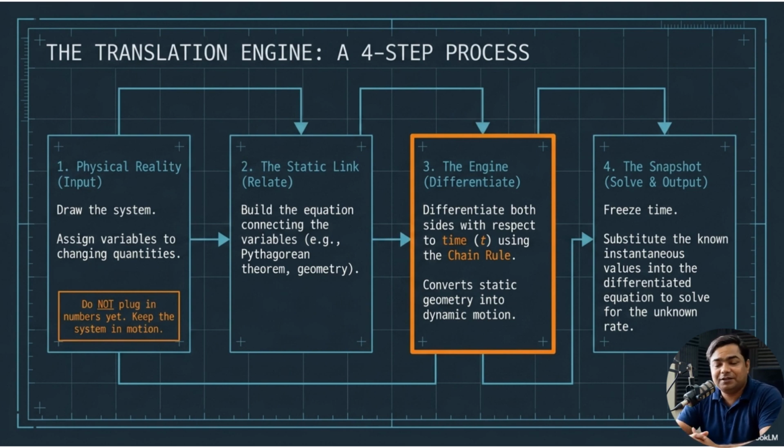Step 3 is the engine. This is where calculus enters. Differentiate both sides with respect to time. Since the variables are changing with time, we use the chain rule. Step 4 is the snapshot. After differentiating, substitute the known values at that specific instant, then solve for the unknown rate. A very important warning is shown here. Do not plug in numbers too early. Keep the system in motion. First build the equation, then differentiate, and only after that substitute the values. This prevents many common mistakes in related rates problems.